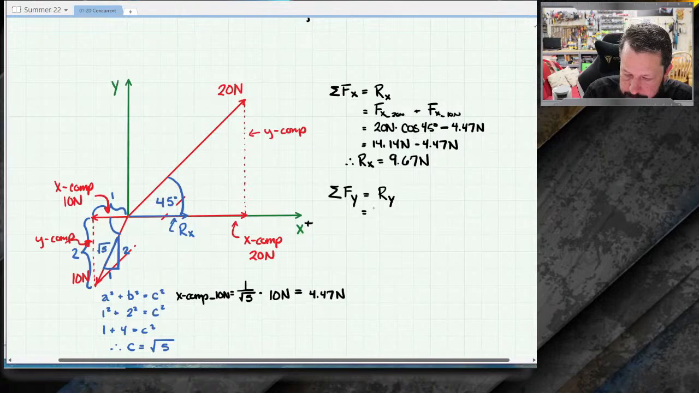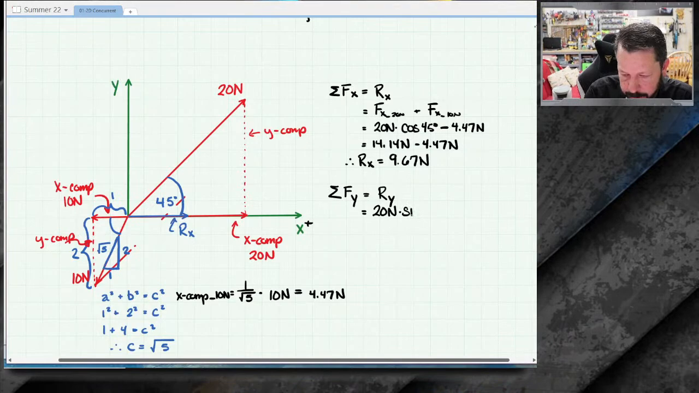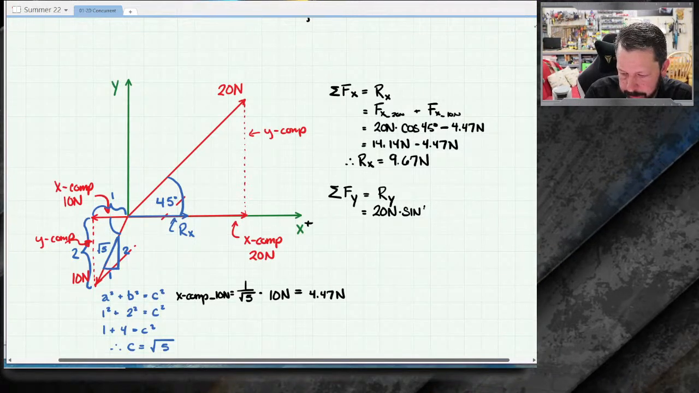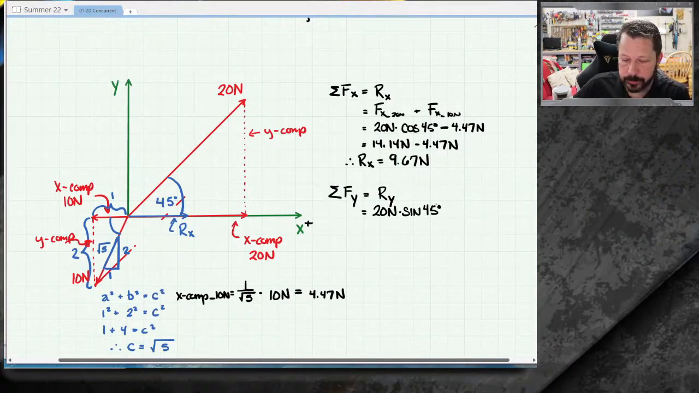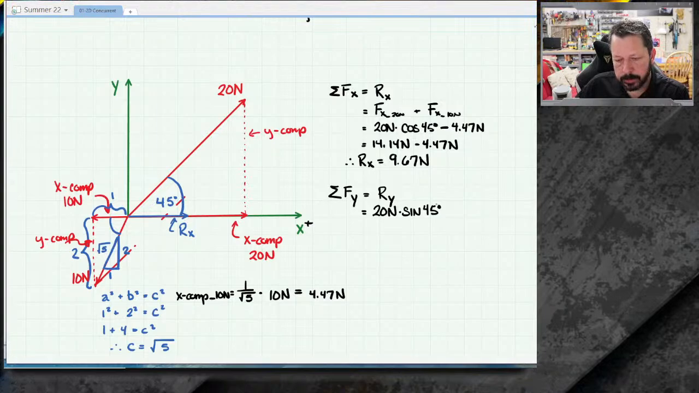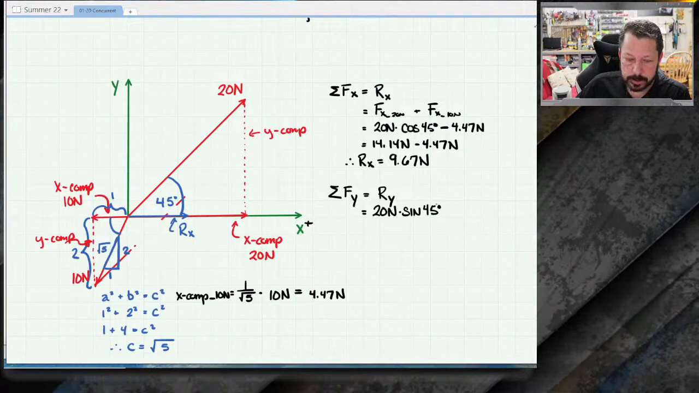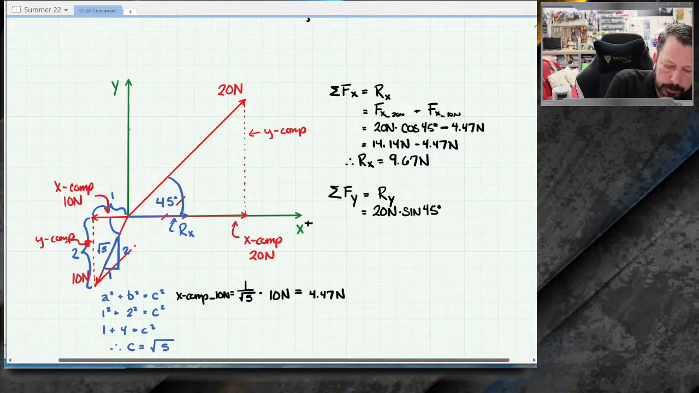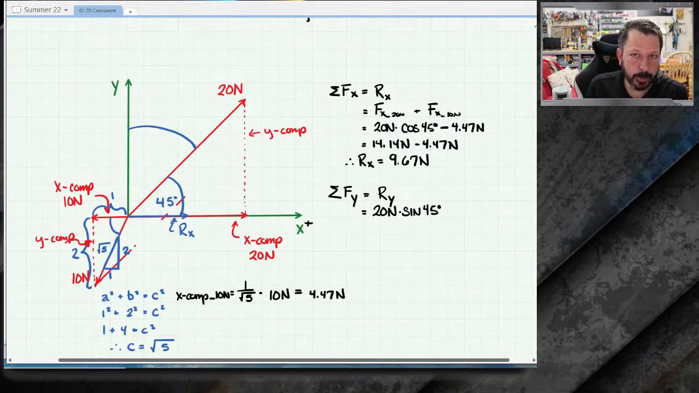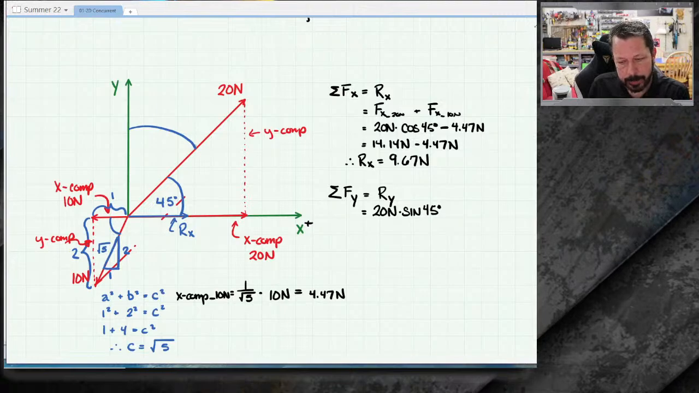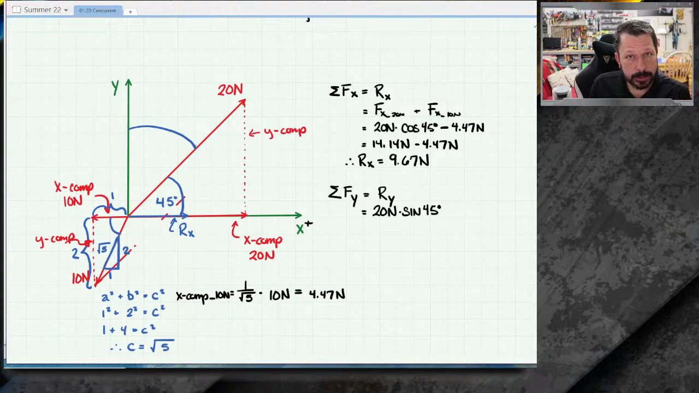We have the 20 Newton force times the sine, since I want the Y component in this case, sine of 45 degrees. Now that's going to be the exact same number as the X because it's a 45-degree angle. Also, don't get in the habit of putting cosine in there anytime you need an X component, because what if the angle is measured from the y-axis? Then the cosines and sines aren't always x and y, they're y and x. So don't get in the habit of cosine is always x and sine is always y, because it won't always be true.